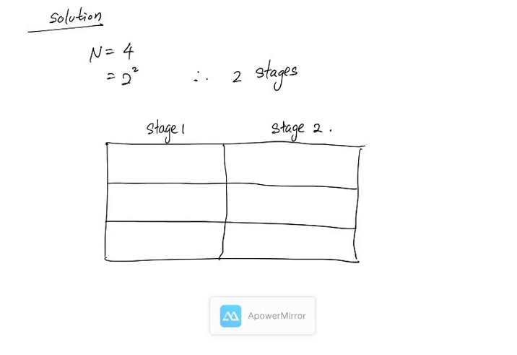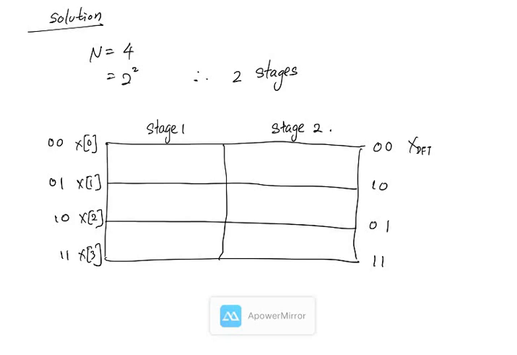For the left hand side, I name the xn, so x0, x1, x2, and x3. For the binary, we have 00, 01, 10, and 11. Similarly, at the right hand side, we still need to name it. It's a reverse order for the binary, so this is 00, 10, 01, and 11. And this is actually XDFT k0, XDFT 2, XDFT 1 and then XDFT 3.